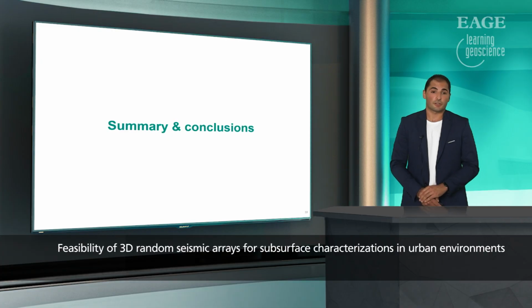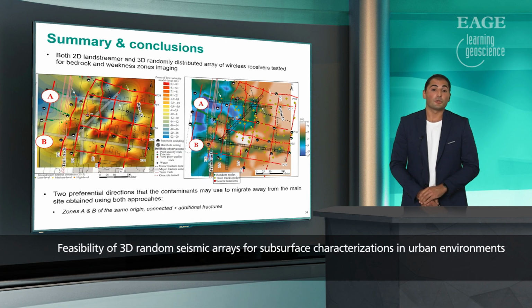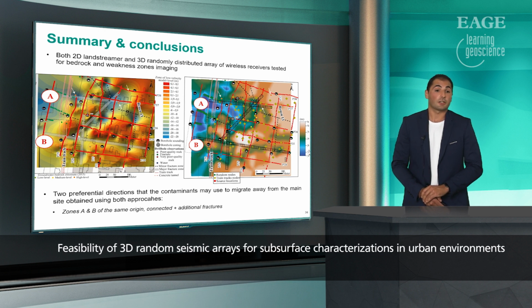To summarize the entire story, both 2D landstreamer and 3D randomly distributed array of wireless receivers were tested for bedrock and weakness zone imaging, and both results, although done independently, conclude that the zones A and B of highest concentration of contaminants are connected and belong to the same origin. Additionally, more fracture systems are possible, and this should be considered for the remediation purposes.